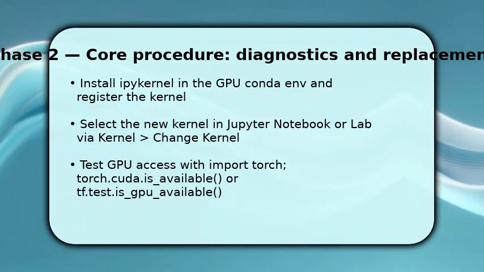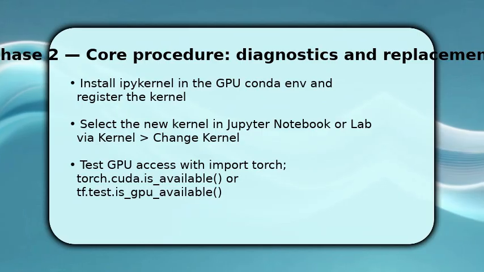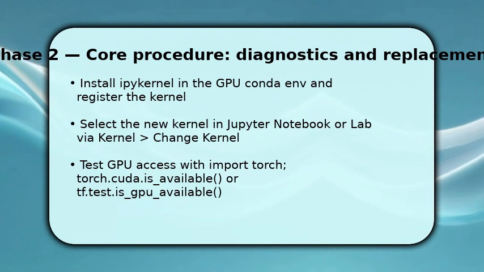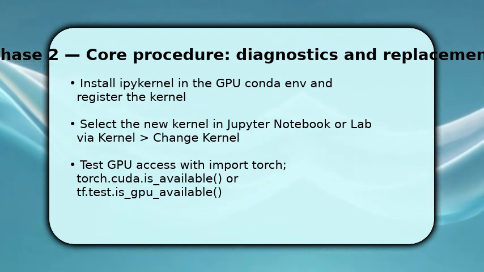After switching, run a quick test. Import torch and check torch.cuda.is_available(), or import tensorflow and run a simple matrix multiply on a device. This confirms your code will execute.